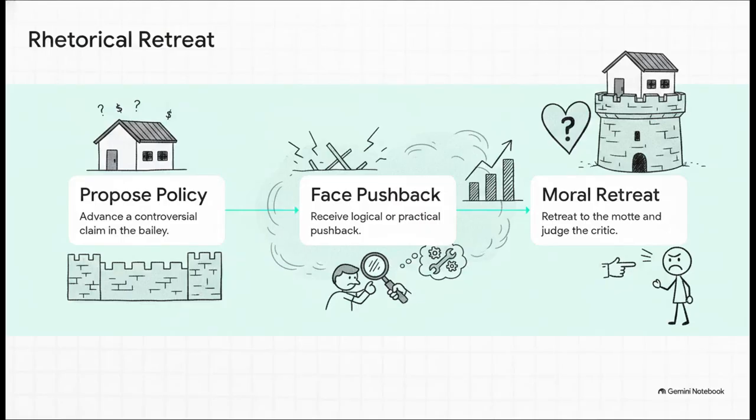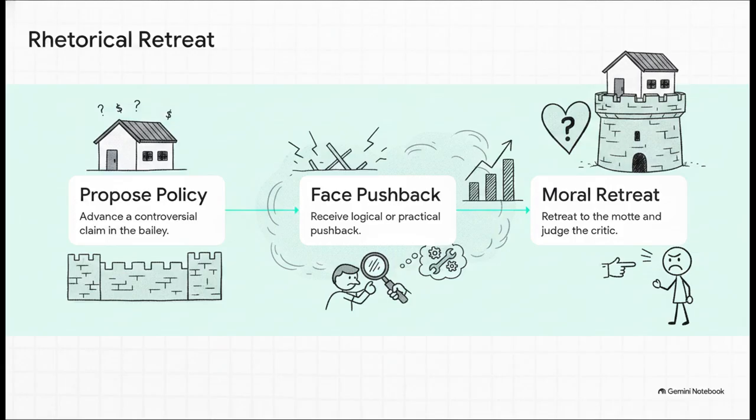Let's picture how this plays out. Imagine someone proposes a massive, controversial government intervention, like, say, a highly specific housing program. That's step 1, right down there in the Bailey. Now, step 2, you ask a totally fair, practical question. You push back on the cost or maybe the zoning logistics, and then step 3 hits. The proponent instantly retreats to the Mott and says, well, why are you against this? Don't you care about the homeless?